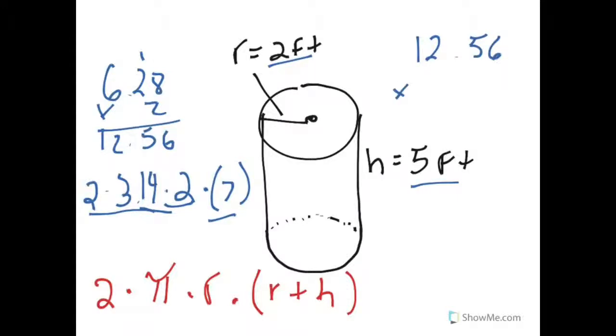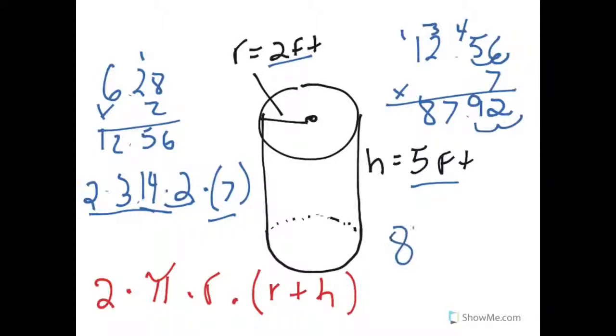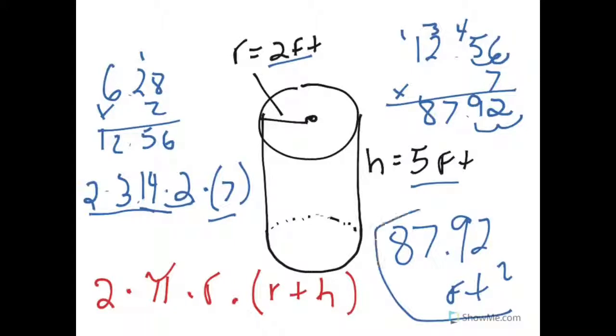12.56 times 7. 7 times 6 is 42. Carry the 4. There we go. 7 times 5 is 35, plus 4 is 39. Carry the 3. 7 times 2 is 14, plus 3 is 17. Carry the 1. 7 times 1 is 7, plus 1 is 8. And I already dropped the decimal, but it would be over 2 places. And you end up with 87.92 feet squared. That's the surface area.